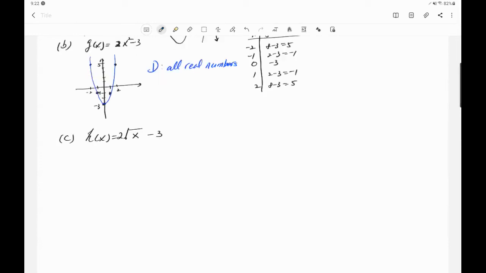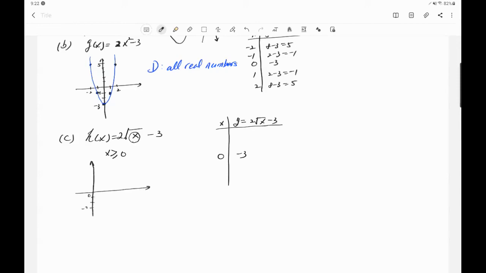Okay, h of x equals 2 square root of x minus 3. This is square root, so we know that, keep in mind, this is greater than or equal to 0, right? Cannot be a negative number. So keep in mind that x is greater than or equal to 0. All right, so let's find out some ordered pairs. So h equals, y equals, doesn't matter. So if x equals 0, then 2 times 0 is 0, so negative 3. Okay, so x equals 0, then y is negative 3.